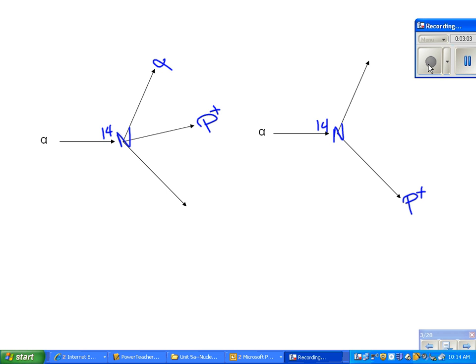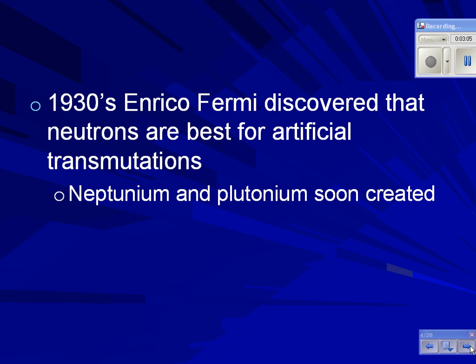People kept doing research like this and seeing what they could do, and in the late 30s, Enrico Fermi, for which Fermilab is named after, that's the big particle accelerator outside of Chicago, discovered that neutrons were a great thing to use to create artificial transmutation. So instead of using alpha particles, he'd bombard things with neutrons. Why would a neutron be better? Because it's neutral, so there's no electrostatic deflection or repulsion. They're not repelled electrostatically from the nucleus, so they can get close to the nucleus much more easily than a charged particle can.